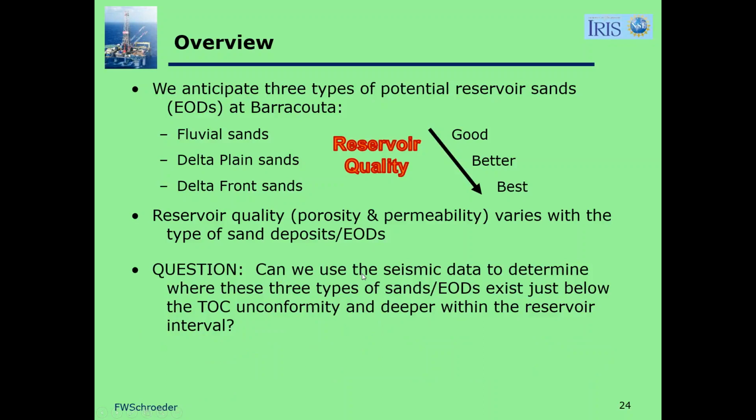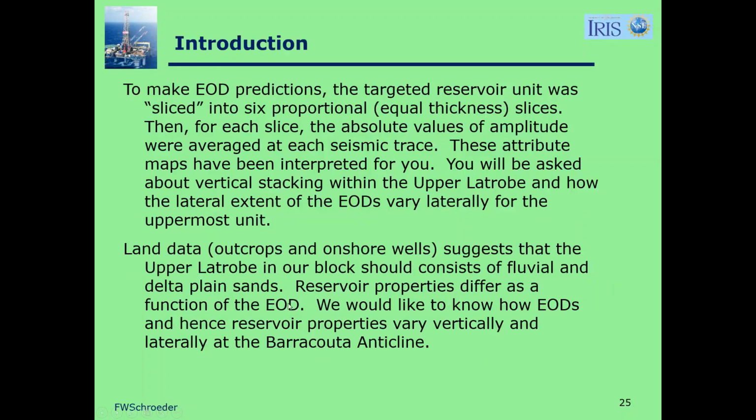So the question is, can we use seismic data to determine where these three types of sands or environments of deposition exist just below the top of Latrobe, that should be TOL, unconformity, and deeper within the upper Latrobe reservoir unit? And I would say yes, I think we can use seismic attributes to figure some of these things out.